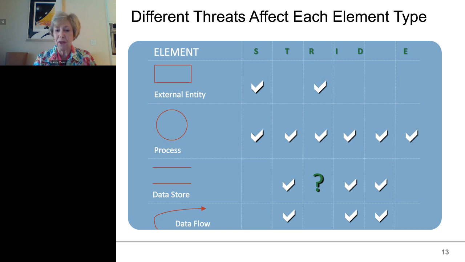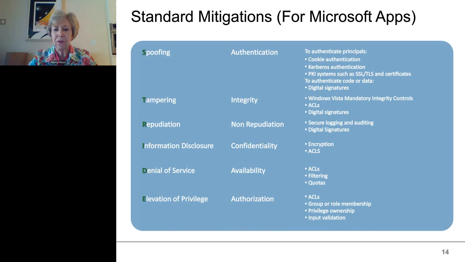In fact, they counsel you at this level not to do additional work, because you're just making more work for yourself. And then for themselves, so this is strictly for Microsoft applications. For your applications, you could have a completely different set of mitigations. So they have the threat, the quality that you want to get to, and then an indicator of how you might do it. Again, for Microsoft applications, not necessarily for yours.